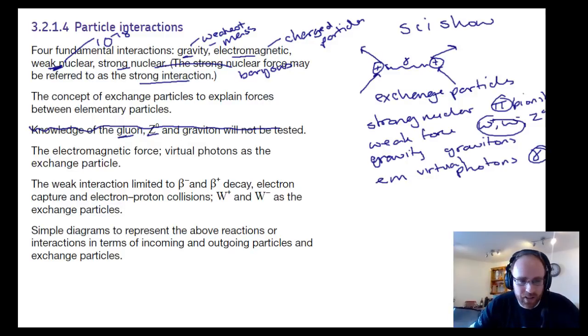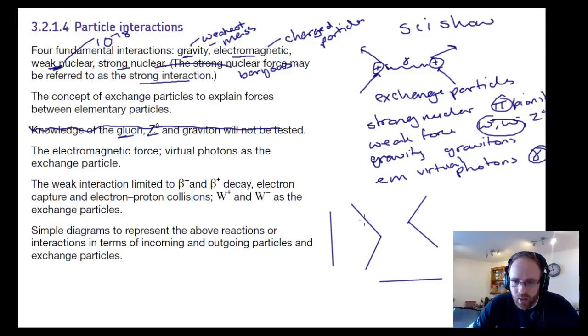Right, we need to talk about these simple diagrams to represent the above reactions or interactions. So the first one I want to talk about, it's gonna look like this. We're gonna have an axis here and an axis here. Once I remember what those axes are, I'll put them in. So for our diagrams, at every single vertex, which is a joining of lines, we have 2 arrows and a wiggly.